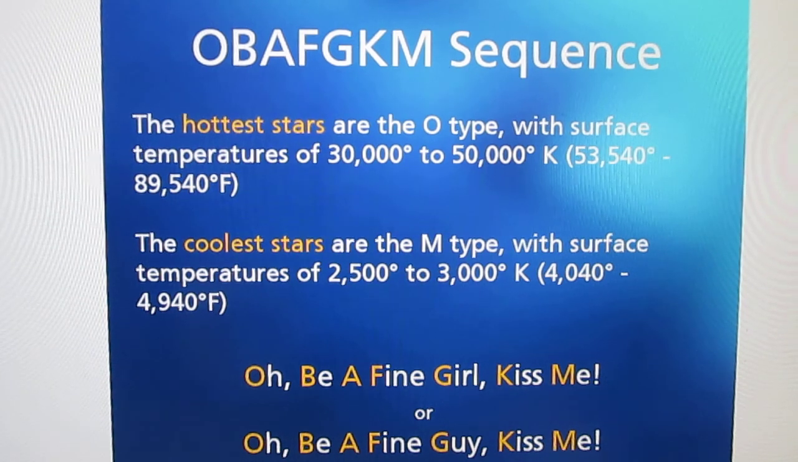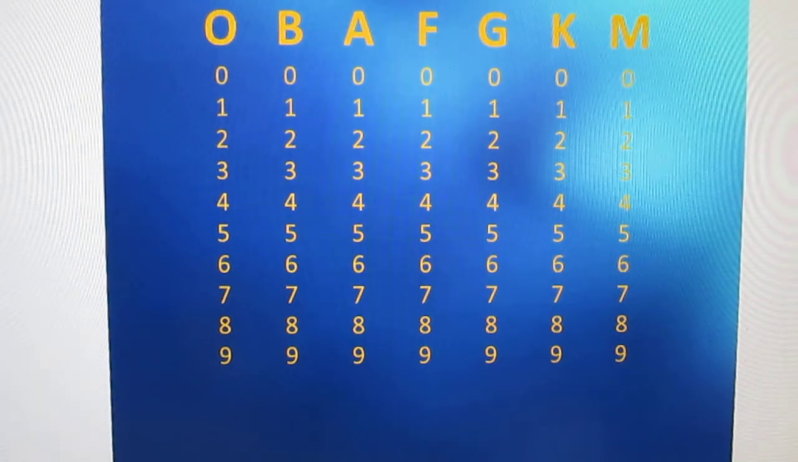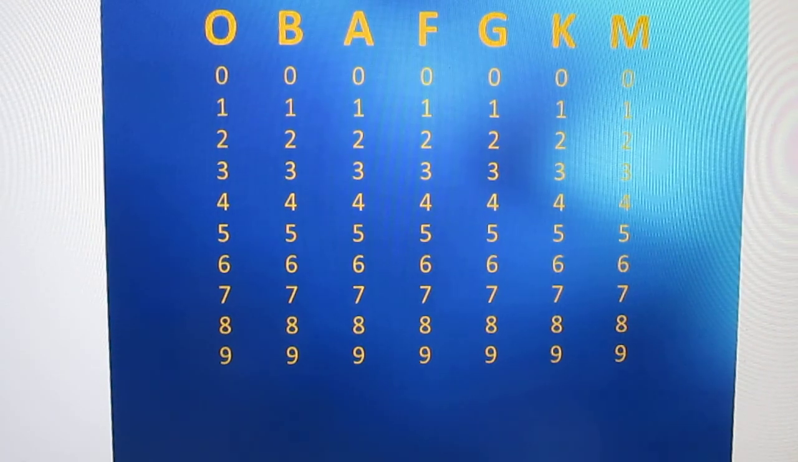So we have learned that the hottest stars in the universe range up to 50,000 degrees Kelvin, and we classify them as O-type. And the coolest are 3,000 degrees Kelvin, and we call them the M-type. Our sun is 5,800 degrees Kelvin, and therefore it is not an O or an M-class star, but one of the other star types.